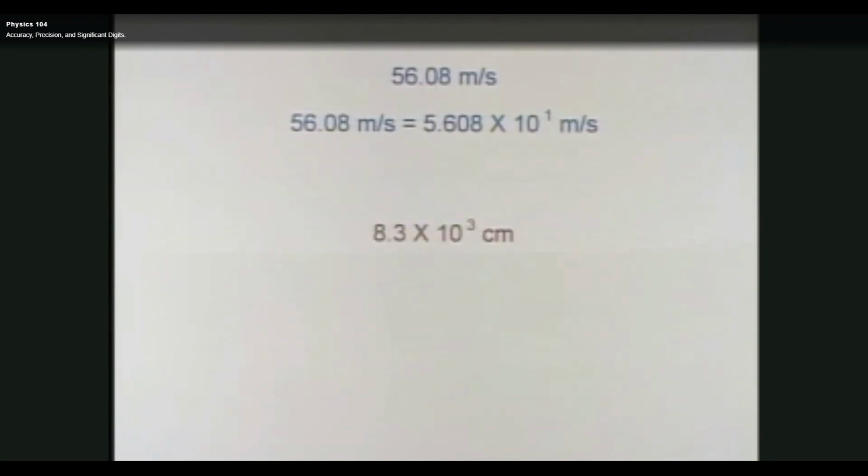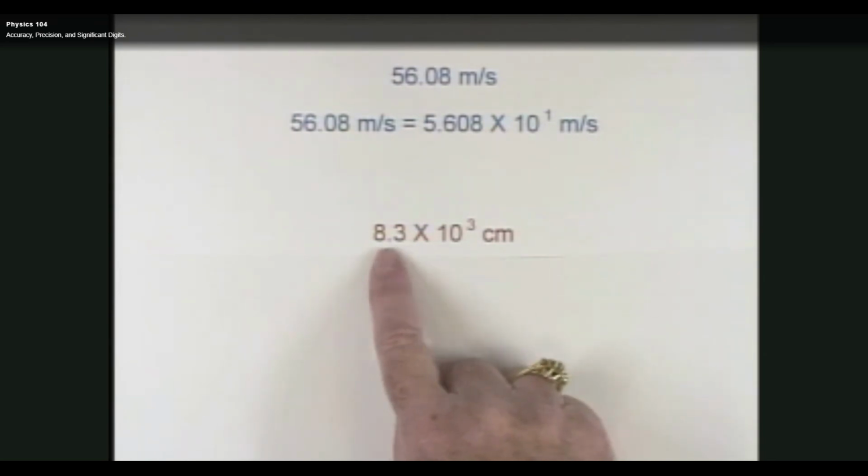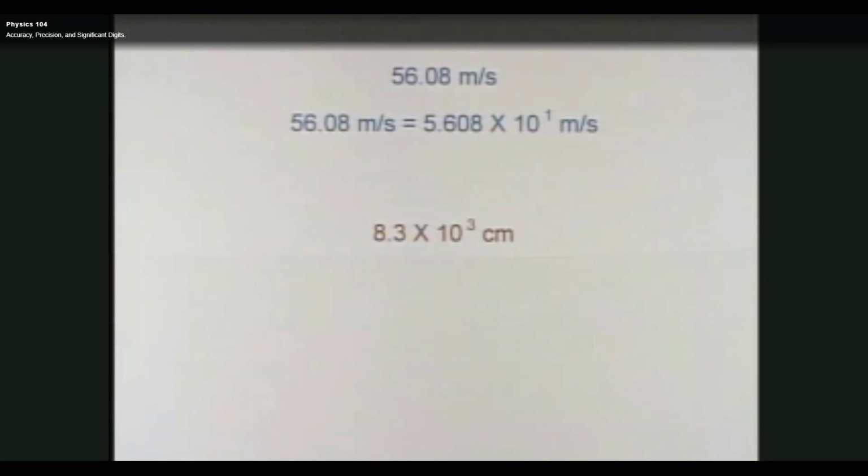The next one is easy. When the number is in scientific notation, just count the digits. They will be significant. That makes 2 significant digits. If the number had been 8.30 times 10 to the 3rd power, there would be 3 significant digits. Remember, if a zero remains when a number is placed into scientific notation, the zero is significant.